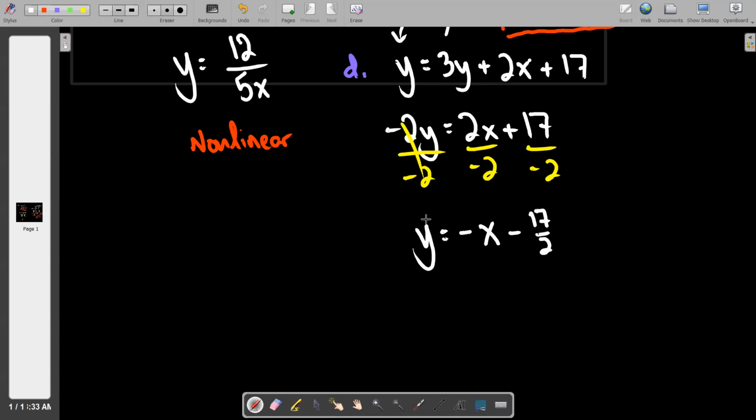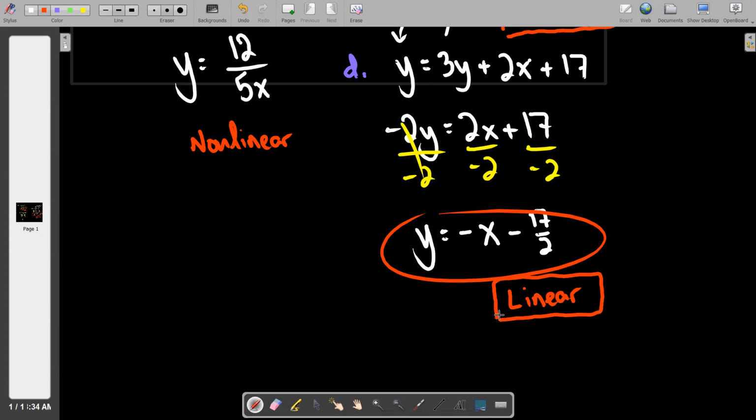Does this fit the mold of y equals mx plus b? It does. Oh. It does. It has a slope, a straight constant slope of negative 1 and a y-intercept of negative 8.5. It's a perfect straight line. So this one is definitely linear.